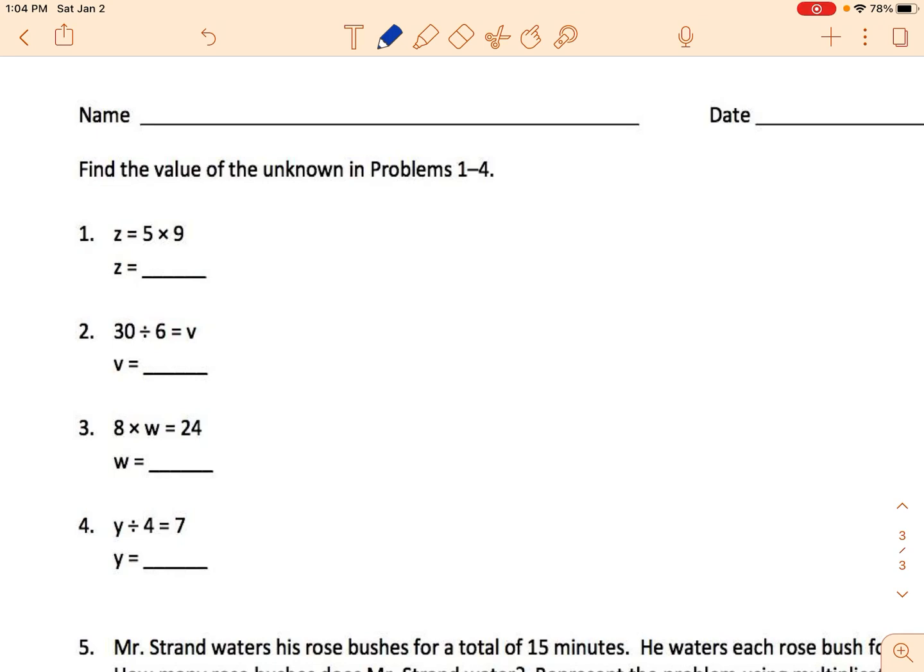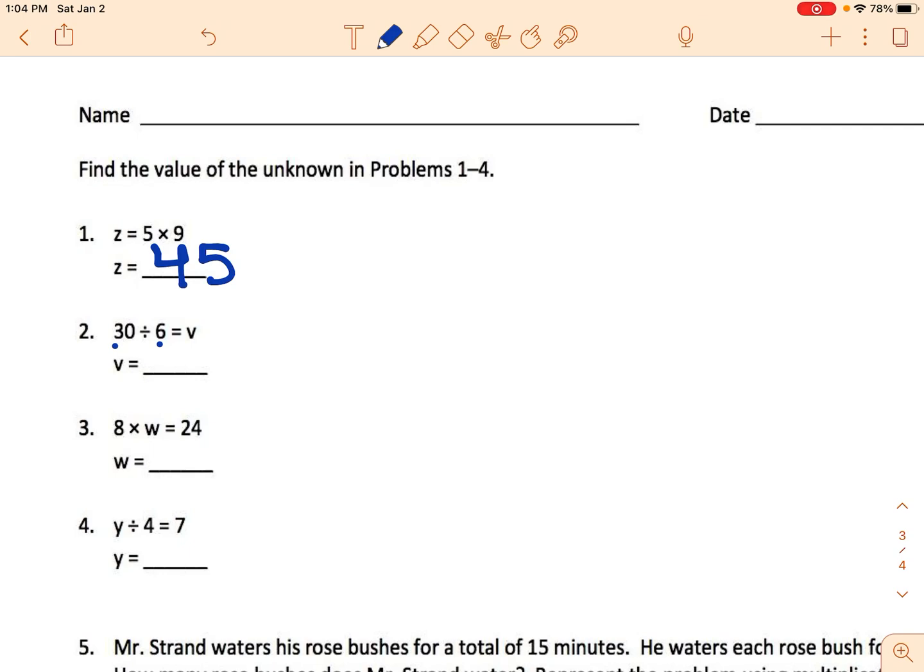So 5 times 9 equals Z. What is 5 times 9? Let's count. 5, 10, 15, 20, 25, 30, 35, 40, 45. Right? 30 divided by 6 equals V.